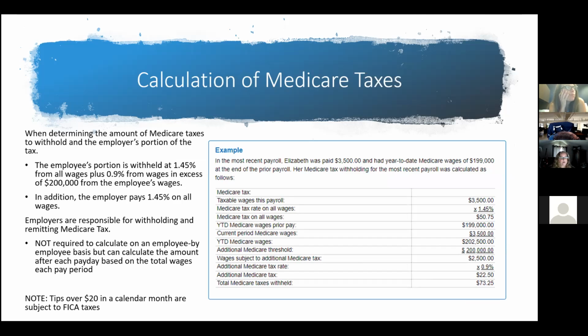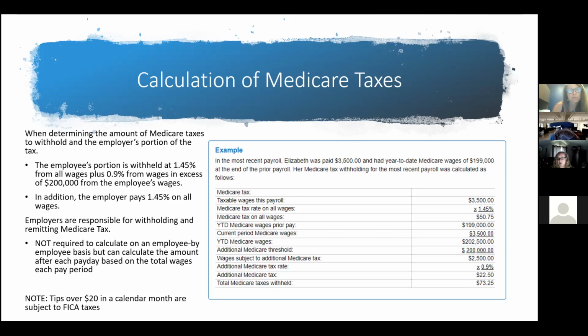So if Elizabeth was paid $3,500 and had year-to-date Medicare wages of $199,000 at the end of the prior payroll, then her Medicare tax would have to be calculated as on this slide. The $3,500, the full payment, is going to be taxable for the full Medicare amount of 1.45%. So if we do that math, we get $50.75.